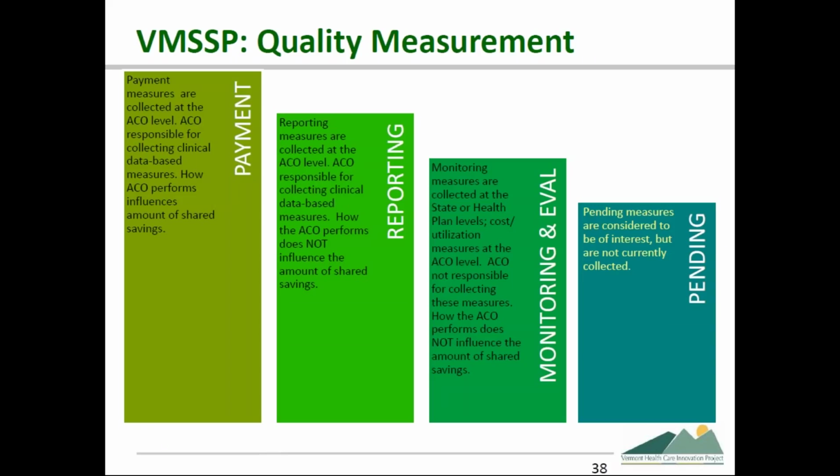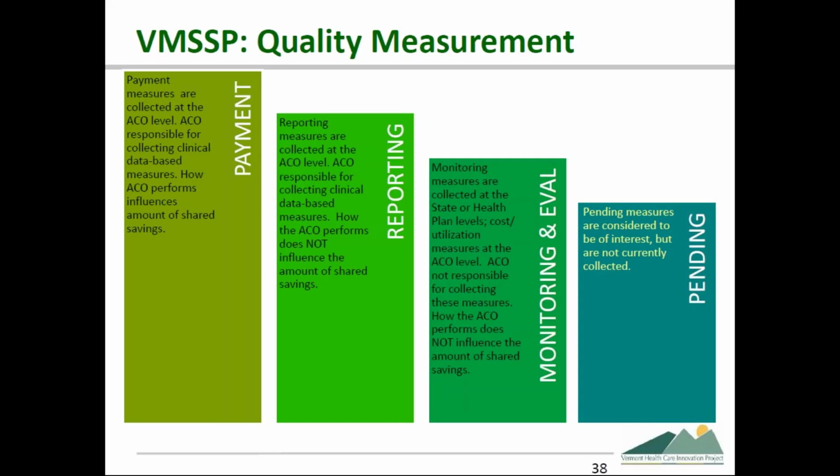Additionally, we have developed a fairly robust set of quality metrics for use in the Medicaid Shared Savings Program. Our metrics fall into a number of categories as seen here in this very colorful slide. We have a number of quality measures being used for payment, so these include both physical and behavioral health measures. How the ACO performs on these measures influences the portion of shared savings for which the ACO is eligible at the end of the performance year.